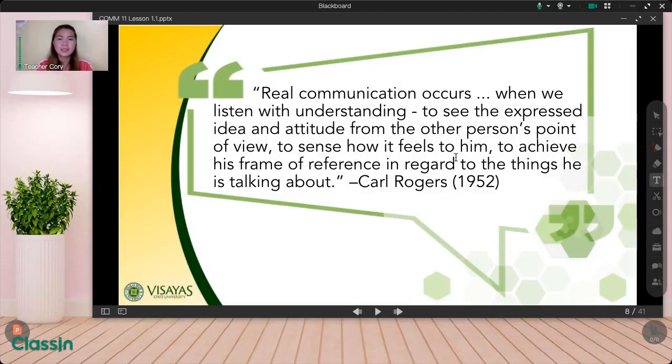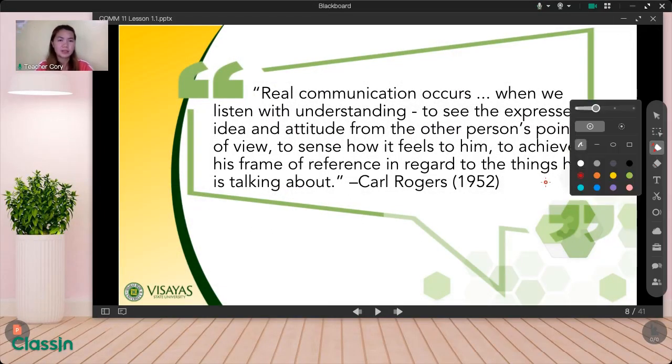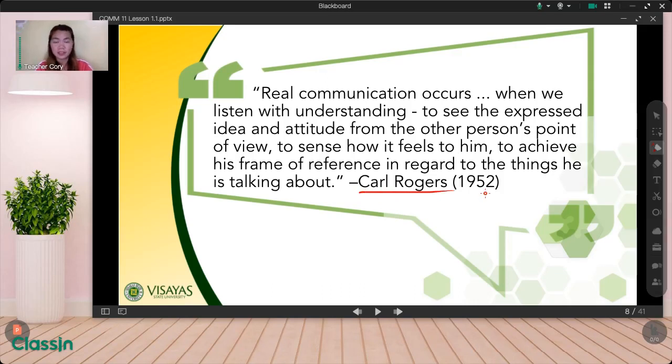Next, let's proceed to this quote by Carl Rogers in 1952. He said, real communication occurs when we listen with understanding to see the expressed idea and attitude from the other person's point of view, to sense how it feels to him, to achieve his frame of reference in regard to the things he is talking about.